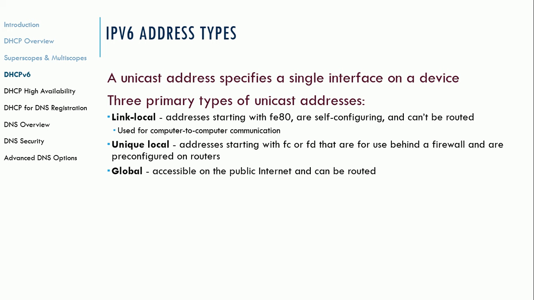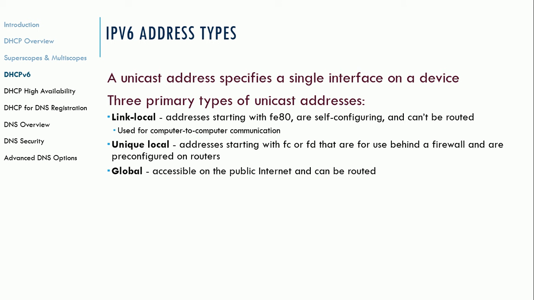So a link local address is not routable outside your local area network, so it won't make it past a router. A unique local address is addresses that start with FC or FD, and they're for use behind a firewall, and they are pre-configured on routers. So unique local is sort of like a local private IP address, more or less.